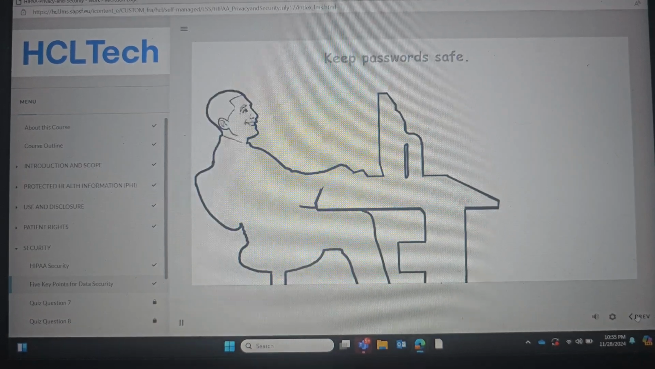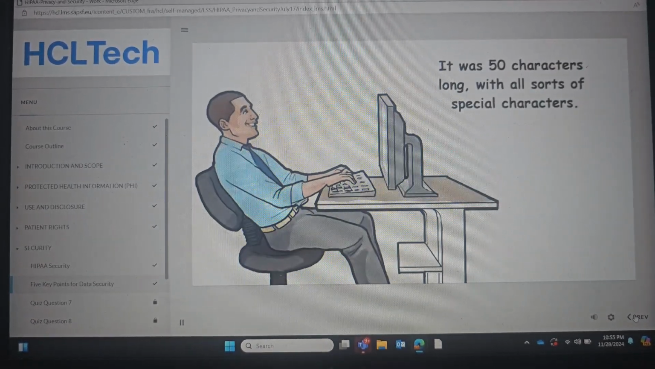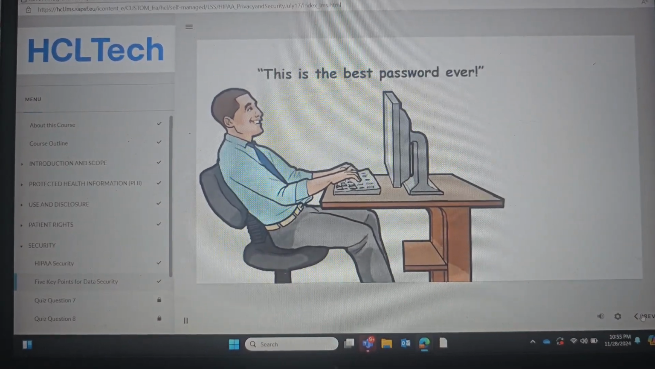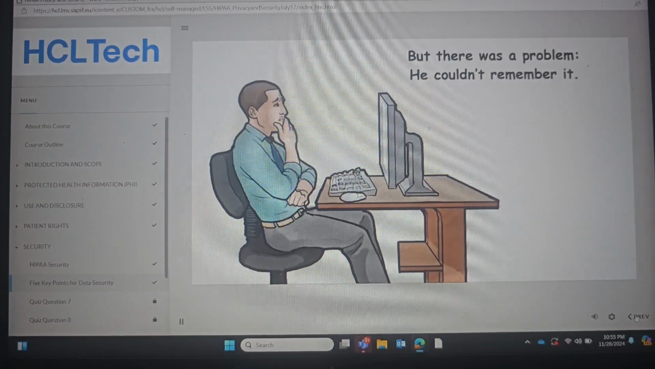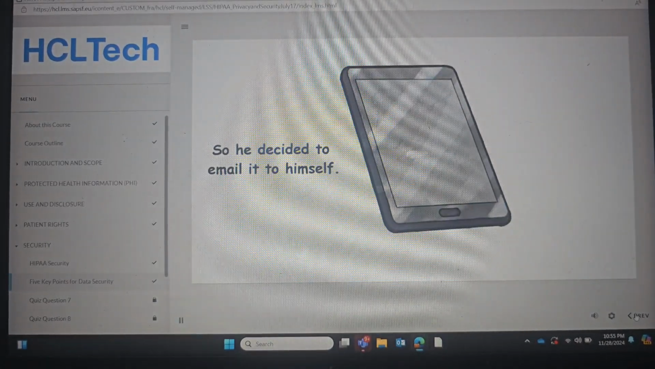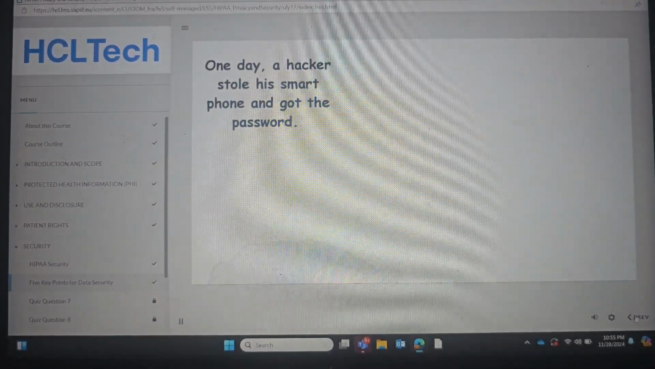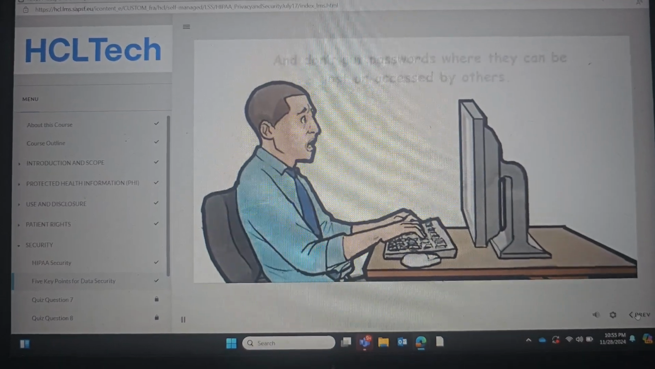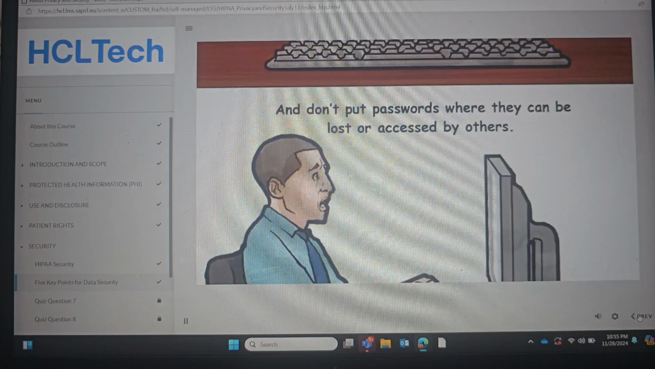Keep passwords safe. John decided to create the world's best password. It was 50 characters long with all sorts of special characters. This is the best password ever. But there was a problem. He couldn't remember it. So he decided to email it to himself. One day a hacker stole a smartphone and got the password. So find ways to make passwords that you can remember. And don't put passwords where they can be lost or accessed by others.